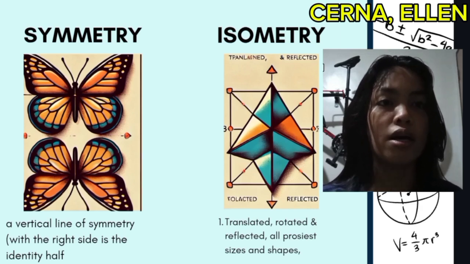When folding along a central line, the butterfly itself does not move or change. It simply shows a balance of structure.